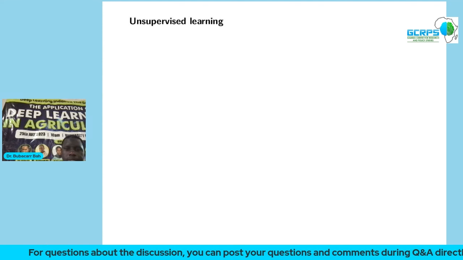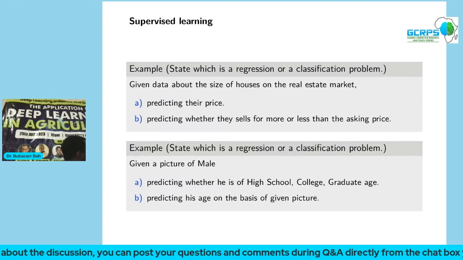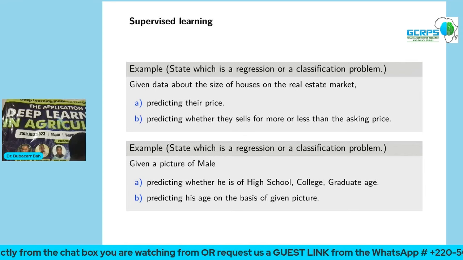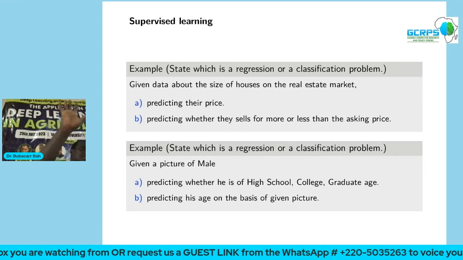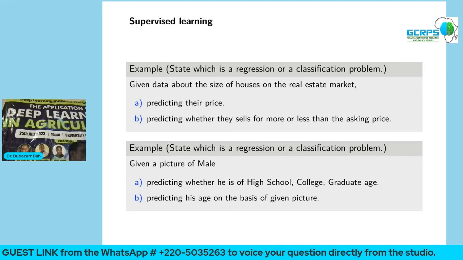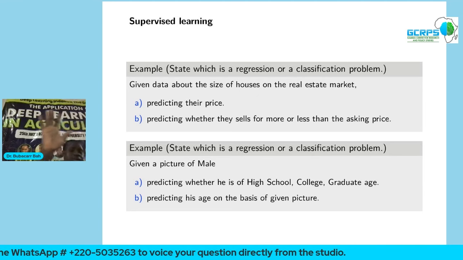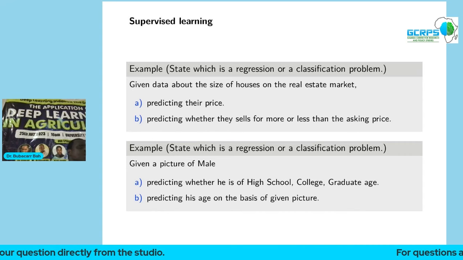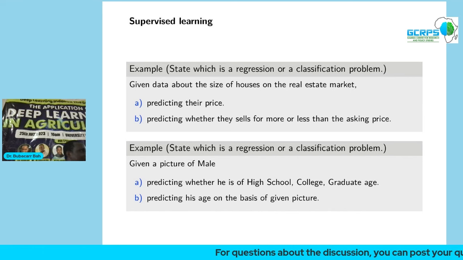Why is it unsupervised learning? Predicting whether he is of high school, college, or graduate age. Somebody showed you a picture, and you want to look at the picture and tell whether that person is a high school student, or a college student, or at graduate school. Is that a classification problem or a regression problem? Classification problem. How many classes are involved here?